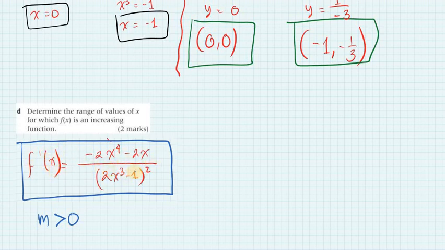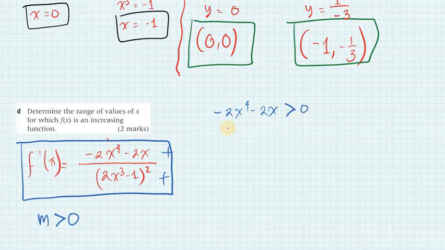If that's the case, let's take a look at the function of the gradient itself. On the denominator here, we have something squared. Whatever the something is, it will always give us a positive answer. So we only need to make sure that the top part is also positive, because positive divided by positive will give us a positive gradient. So let's calculate: negative 2x to the power of 4 minus 2x should be more than 0. Okay, that's the catch.